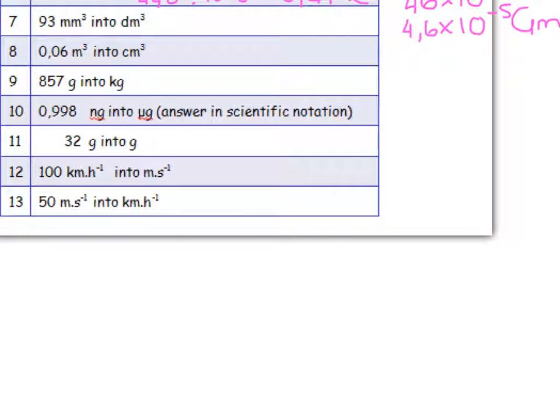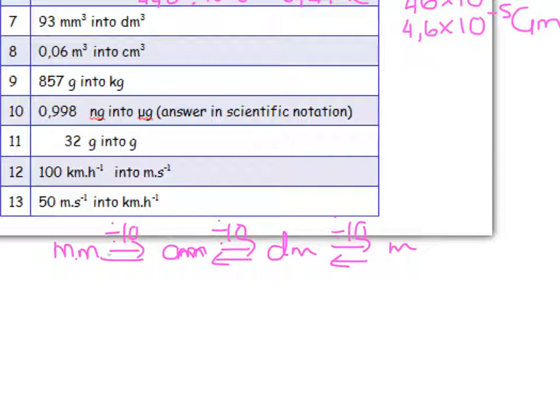If I'm going to move from cubes, let's go millimeters to centimeters to decimeters to meters. Everyone's happy with the fact that in each case I would divide by 10, divide by 10, divide by 10. So if I'm going from millimeters all the way through to meters, I would land up dividing by 1,000. And the exact opposite is true if I am going in the opposite direction. I multiply up, multiply by 10, multiply by 10, and multiply by 10.